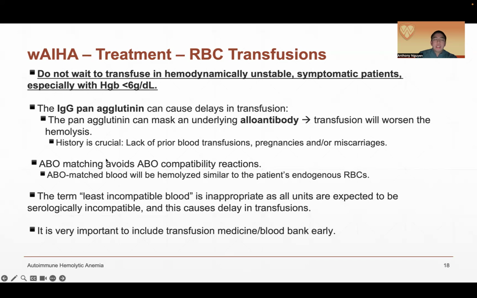And then ABO matching, which we can do, avoids ABO incompatibility. If there's ABO incompatibility, the transfused blood will be hemolyzed, similar to what's going on for the patient. Every unit that we seek to match with the patient will be incompatible. However, the blood bank will try to match as close as we can, for patients who are hemodynamically unstable or symptomatic.